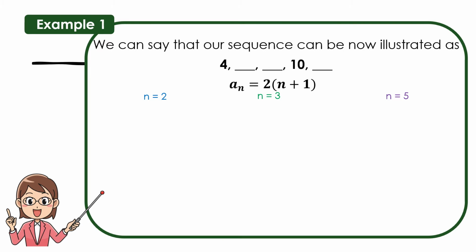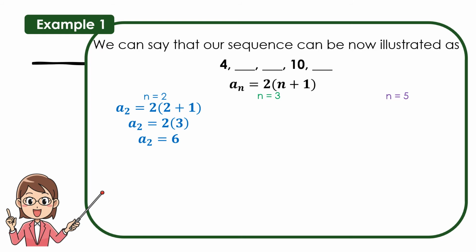Let us start solving for the second term, which is n is equal to 2. Substitute the value of n to our given formula gives us a sub 2 is equal to 2 times the quantity 2 plus 1. Adding the values inside the parenthesis gives us a sub 2 is equal to 2 times 3. Multiplying the factors gives us a sub 2 is equal to 6. Hence, we can say that our second term is 6.